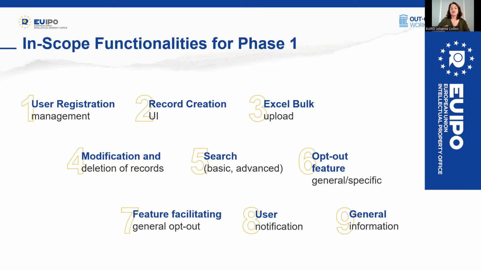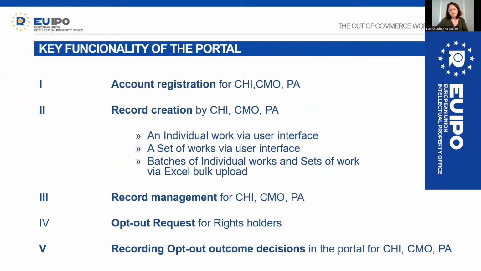And there are notifications for quite a few things in the portal. The portal also exists for general information about the whole opt-out mechanism, as well as the different uses of works and per member state. So I'd like to get into the detail really of the functionality that's available to the cultural heritage organizations.